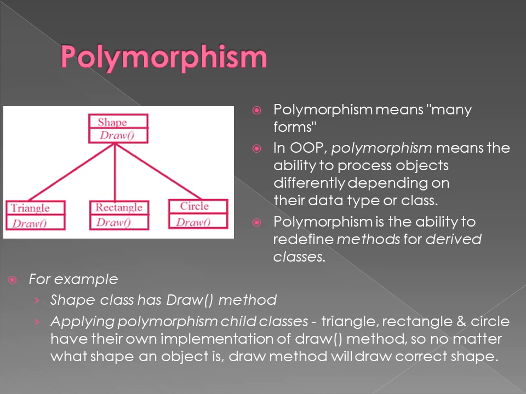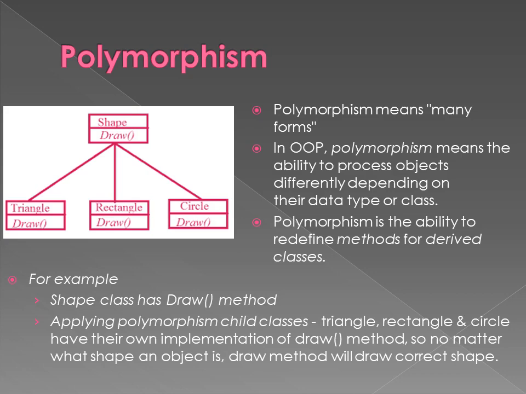This is called polymorphism. Now, as shown in the figure, a shape class has three child classes: rectangle, triangle, and circle. And the shape class has a method called draw. Now, polymorphism enables a child class to redefine parent class methods, and so triangle, rectangle, and circle will have their own version of the draw method.